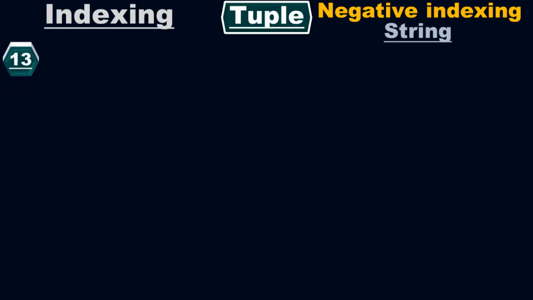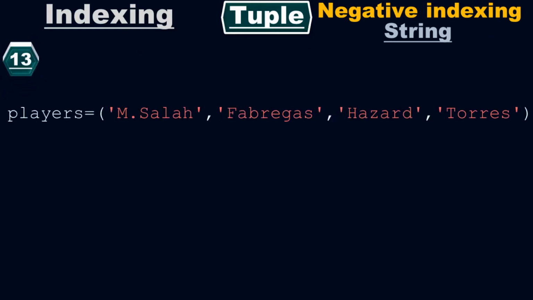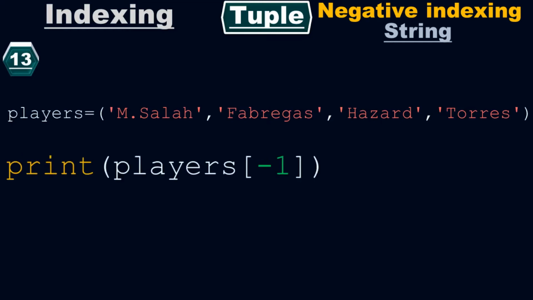Example number 13. players = (Muhammad Salah, Fabregas, Hazard, Torres). print(players[-1]), which returns Torres. Look, this time I took the tuple of the strings. All the items are strings here. players = (Muhammad Salah, Fabregas, Hazard, Torres). I took -1. So exactly at -1 we have Torres.